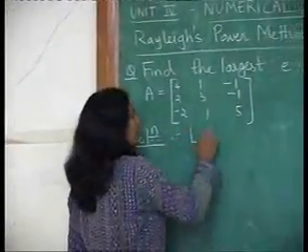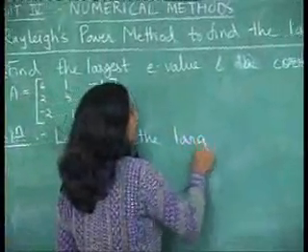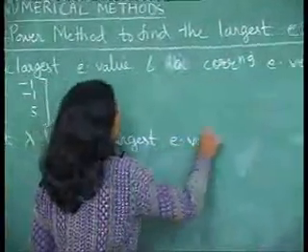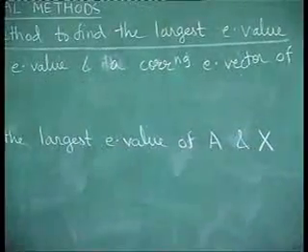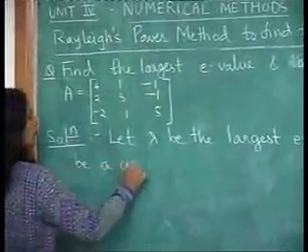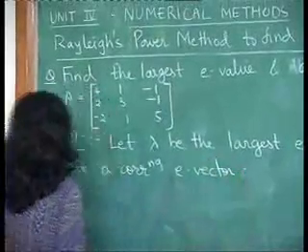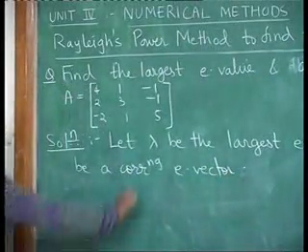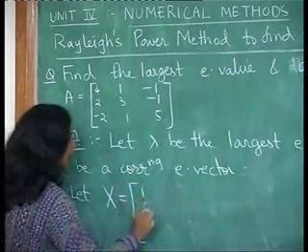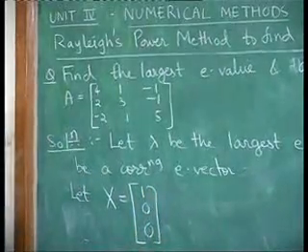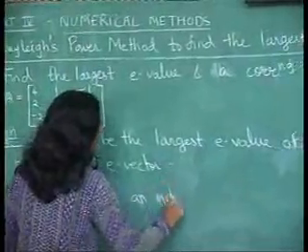So let lambda be the largest eigenvalue of A, and x be a corresponding eigenvector. I need to begin with an initial guess. As I said, I will always begin with 1, 0, 0. So let x equal to 1, 0, 0 be an initial guess.